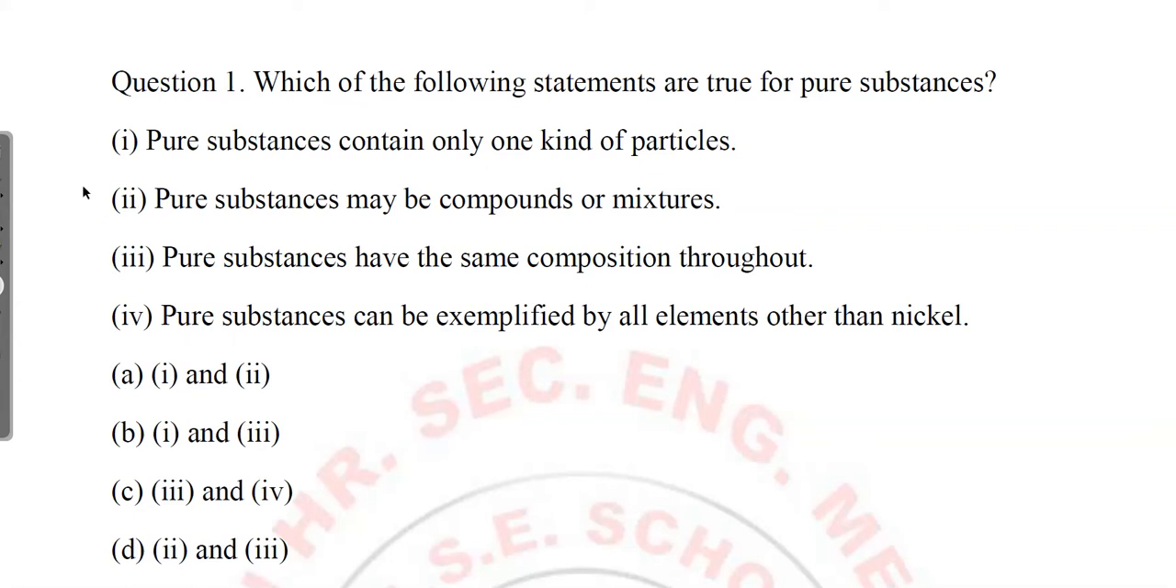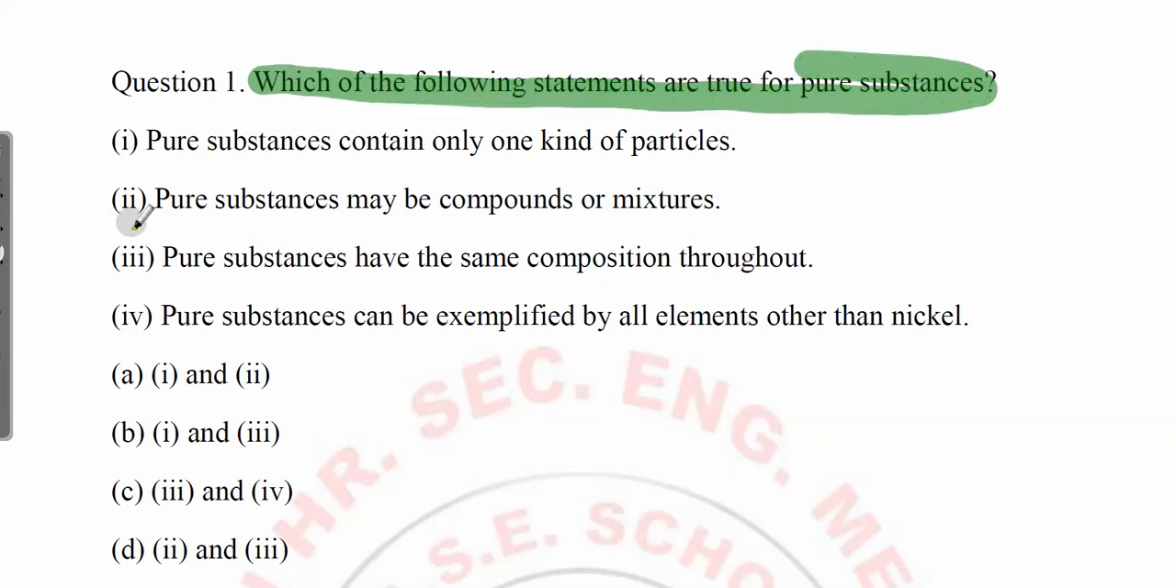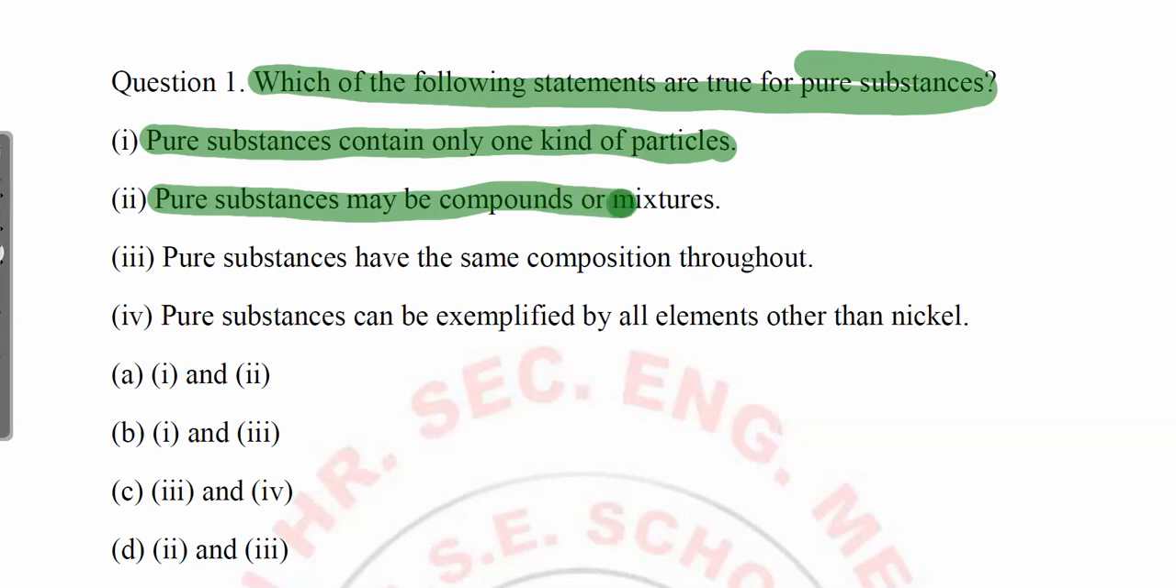So let's start with question number 1, which asks: which of the following statements are true for pure substances? Out of the following statements, you have to find which is true for a pure substance. The first statement is, pure substances contain only one kind of particles. Next, number 2: pure substances may be compounds or mixtures.